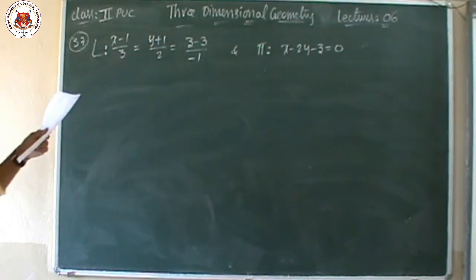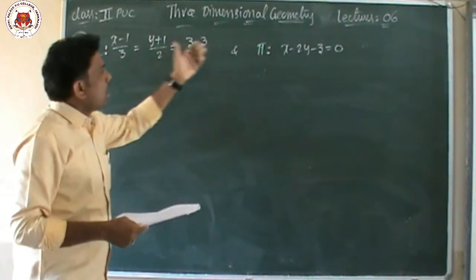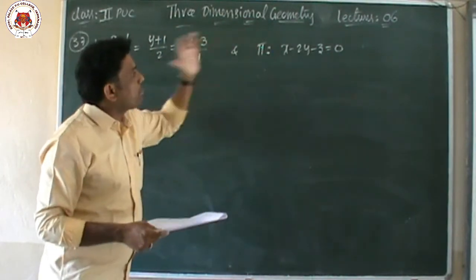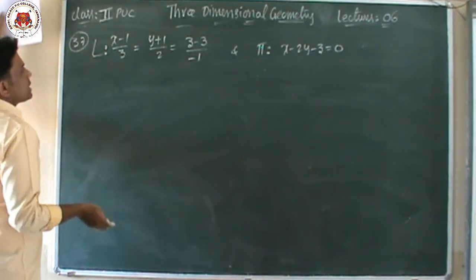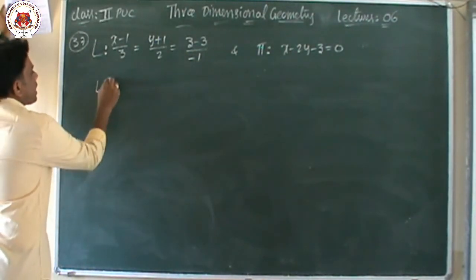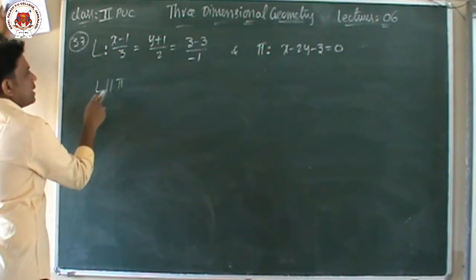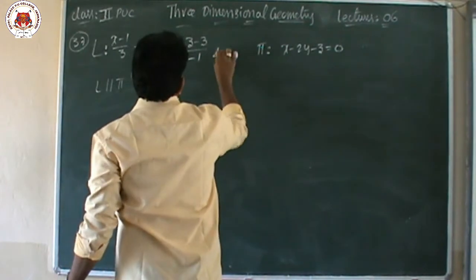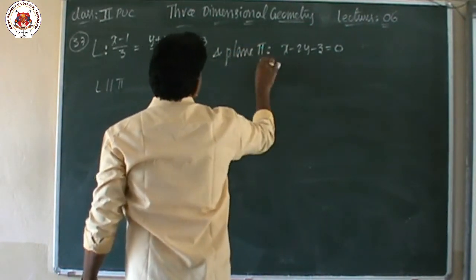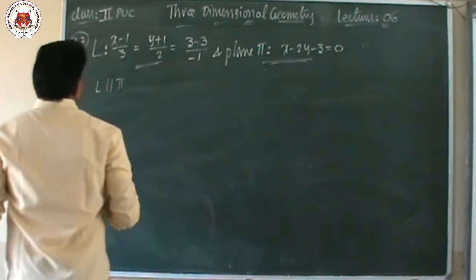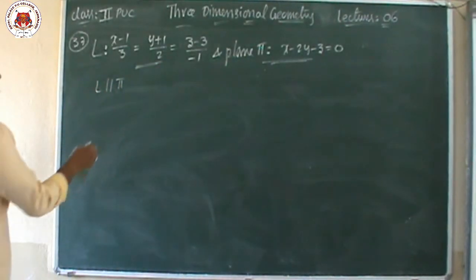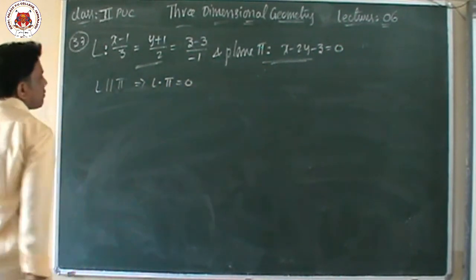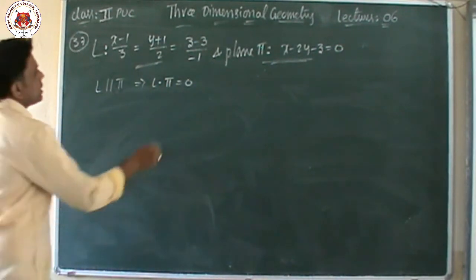Meaning, whether this line and this plane are parallel, or perpendicular, or whether the line lies on the plane. These are the options. Children, first of all, a line is parallel to a plane. This is called the line, and pi is called the plane. When a line is parallel to the plane, then definitely the dot product of the line and the plane must be equal to 0. We'll check these two dot products.